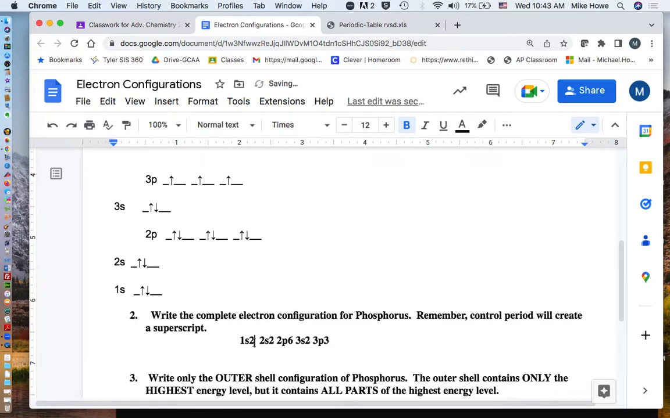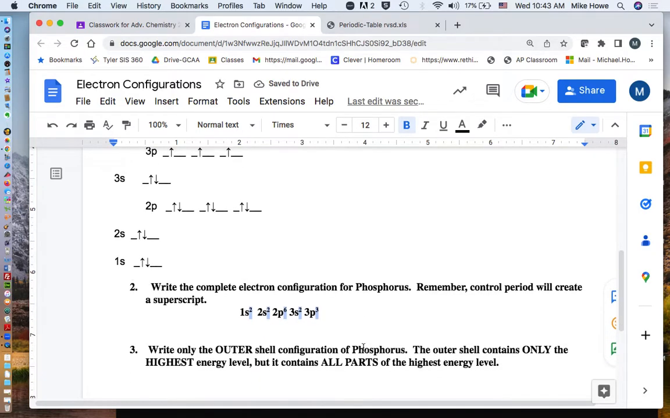And then to make it look good, highlight this while you're holding the control button down on the Chromebook. It's a command button on the keyboards in the classroom. So the control button, and then hit the period while you're holding the control button down, and that makes these numbers go up and down. So control period is a superscript. So that's your complete electron configuration.